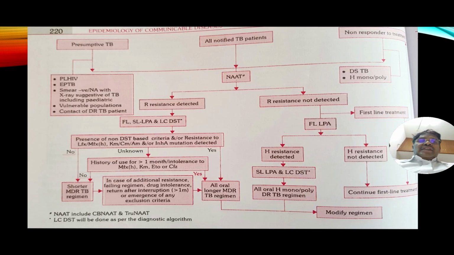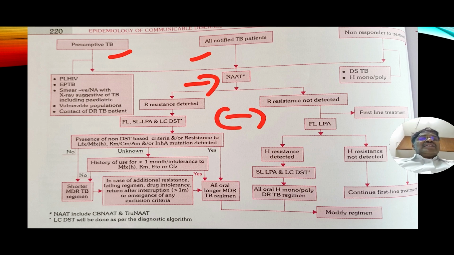For drug-resistant tuberculosis: presumptive tuberculosis, all notified tuberculosis patients, non-responders to treatment. Here, presumptive patients are categorized into special categories, PLHIV, EPTB, smear negative, vulnerable, and based on that, treatment is given separately. Otherwise, all notified tuberculosis patients will undergo CBNAAT, will be tested for resistance, and then they will go along the same algorithm for treatment. Of course, the treatment here will vary because it is drug-resistant tuberculosis. Here we use second-line drugs.